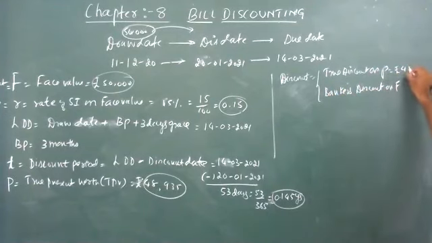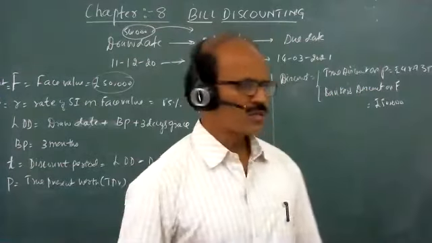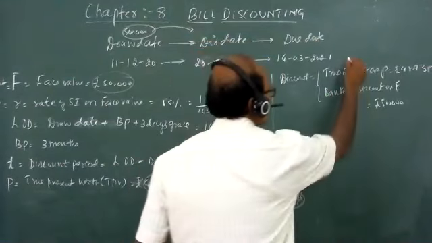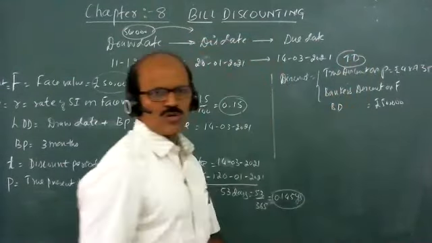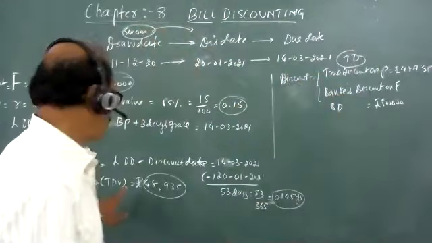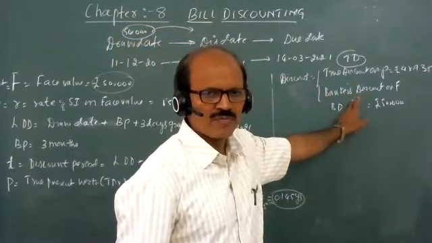It is 48,930. The face value amount will be 50,000. So the two discounts are there, true discount and banker's discount. This we call TD, this we call BD. True discount is discounted on the P, this value, 2% value. This is discount on the face value to the bank.